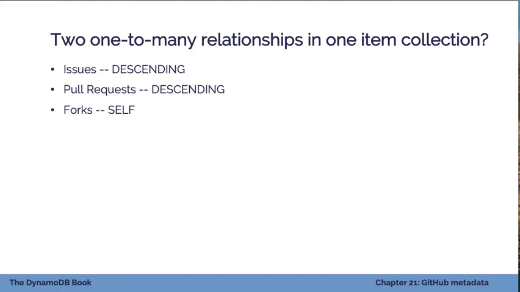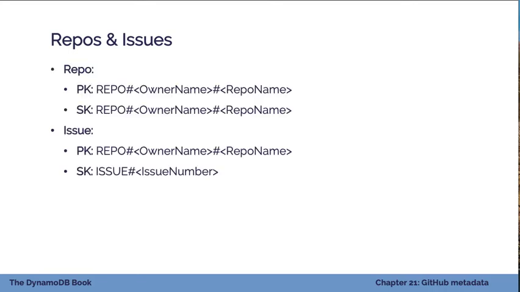So let's get started and just model out repos and issues in the same item collection, and this is the pattern we're going to start with here. For that repo, the PK and the SK are going to have the same pattern. It's going to be repo, hash, and then the owner name, and then hash, and then repo name. Because remember that combination of owner name and repo name needs to be unique across all of GitHub.